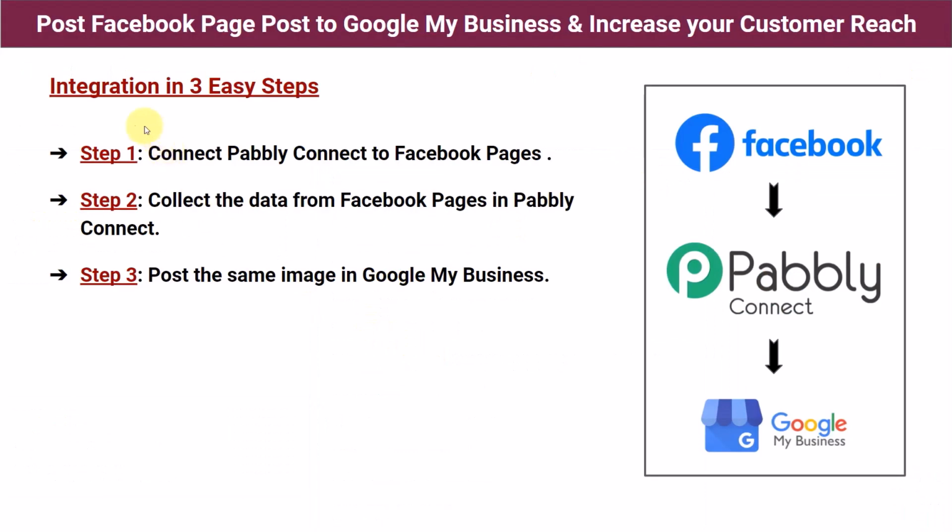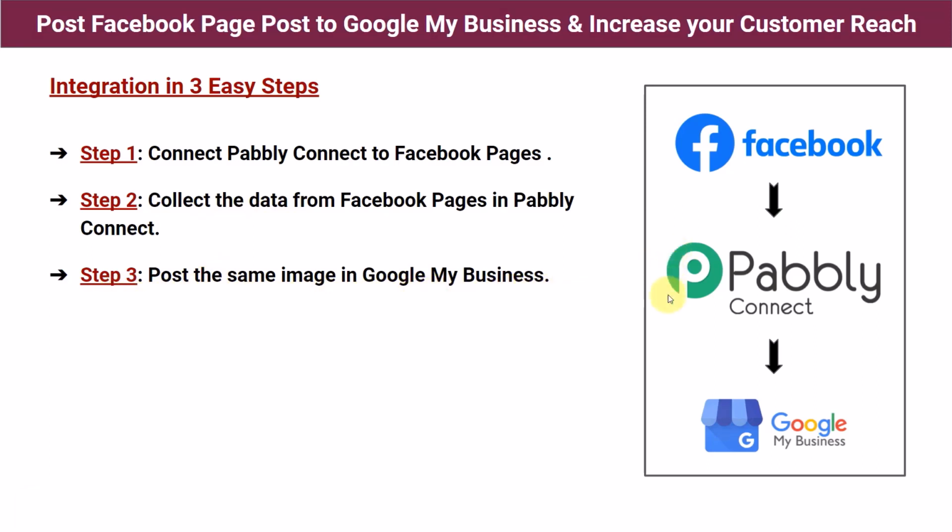Okay guys, before we start with the process, let me tell you 3 easy steps of integration as you can see on my screen. Step number 1 says connect Pabbly Connect to Facebook pages. So what we're going to do first is log in to our Pabbly Connect account. Then we will integrate our first application, which is Facebook pages, with Pabbly Connect. Now step number 2 says collect the data from Facebook pages in Pabbly Connect. The idea here is we have posted a new image in our Facebook account, and I want the details of that post to be transferred into Pabbly Connect. So step number 2 says the same, and step number 3 says post the same image in Google My Business.